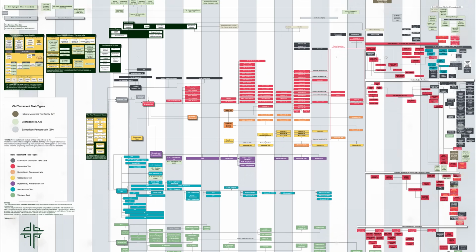Okay, so that was an introduction to New Testament textual criticism using this amazing new chart by Stephen Nelson at Cross Bible.